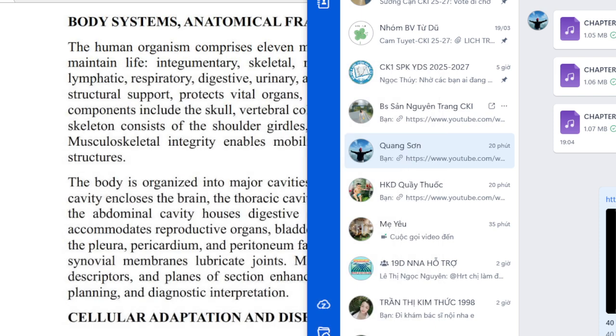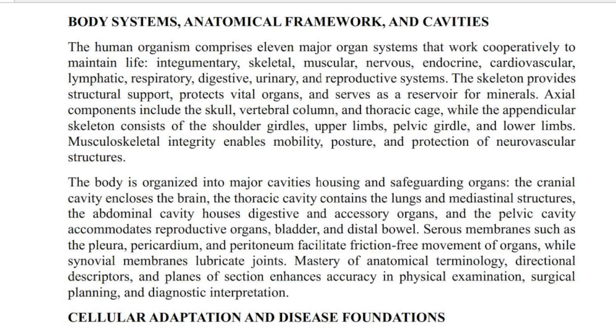Body systems, anatomical framework, and cavities. The human organism comprises 11 major organ systems that work cooperatively to maintain life: integumentary, skeletal, muscular, nervous, endocrine, cardiovascular, lymphatic, respiratory, digestive, urinary, and reproductive systems. The skeleton provides structural support, protects vital organs, and serves as a reservoir for minerals. Axial components include the skull, vertebral column, and thoracic cage, while the appendicular skeleton consists of the shoulder girdles, upper limbs, pelvic girdle, and lower limbs.